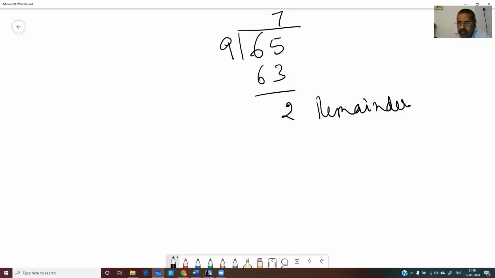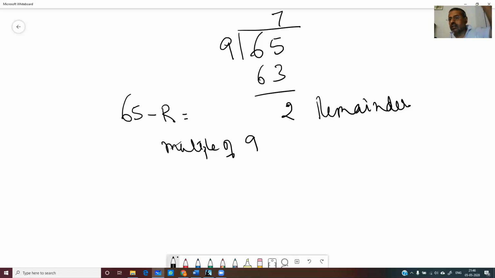The remainder is 2 means that if you subtract 2 from 65, that is, a number minus the remainder, it should give you a multiple of 9, isn't it? That's what it means. The remainder is something which is extra to a multiple. So 65 minus r, the remainder: 65 minus 2 is 63, which is a multiple of 9. Now that is the meaning of remainder.